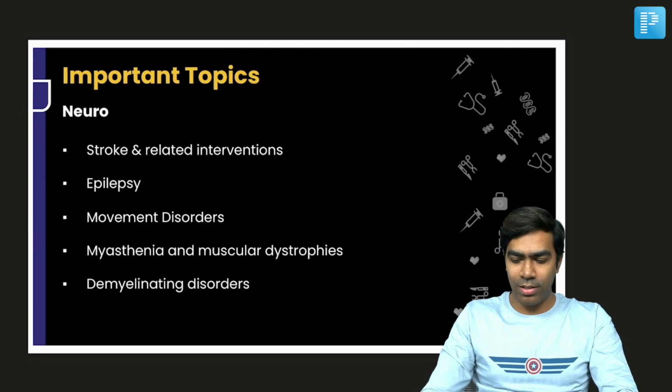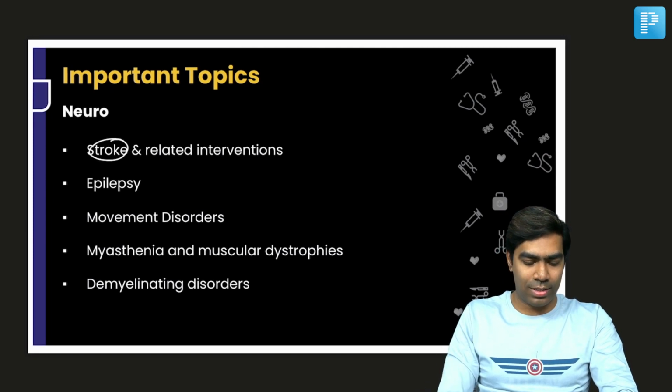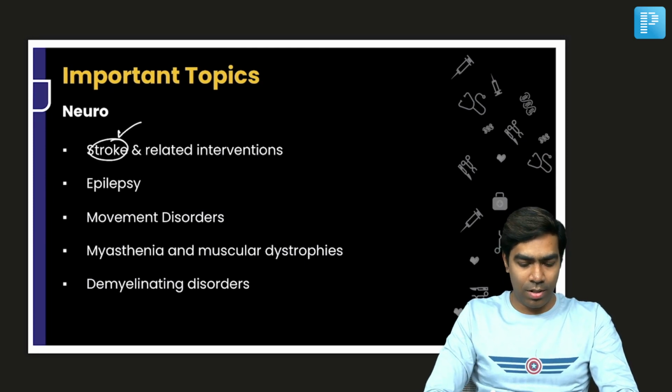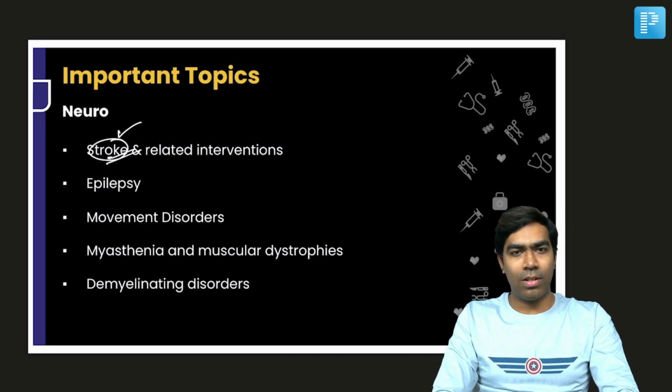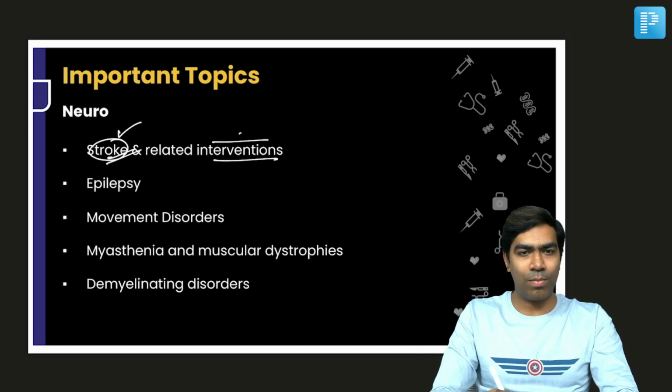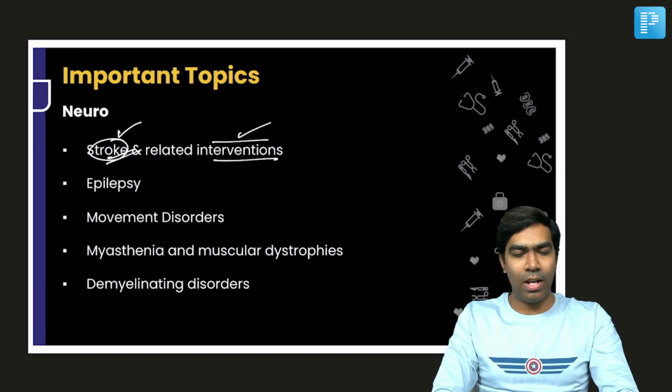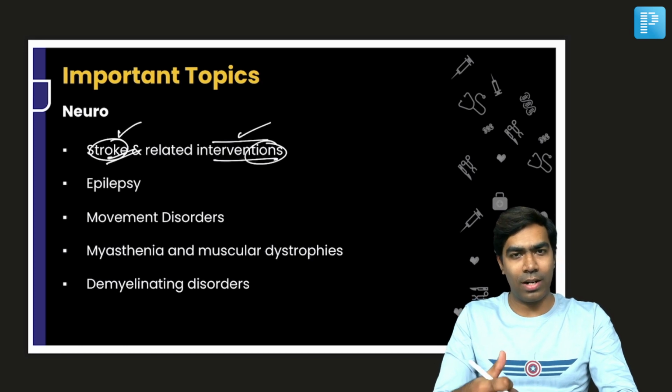And coming to neurology, we all know that stroke is such an important topic. No paper is going to be without a question on stroke. So you're definitely going to get a stroke question. And the related interventions are very important because we have had a lot of advances with regards to ischemic stroke management in the last 1 to 2 decades. So that's why the intervention part, including the carotid artery intervention, is going to be extremely important.